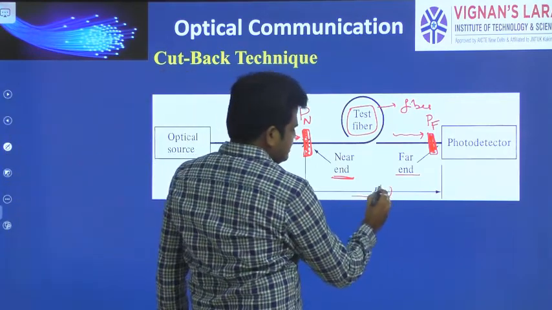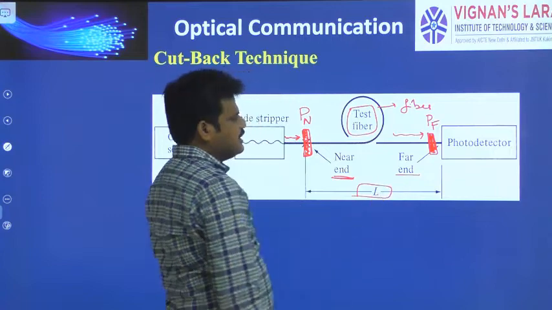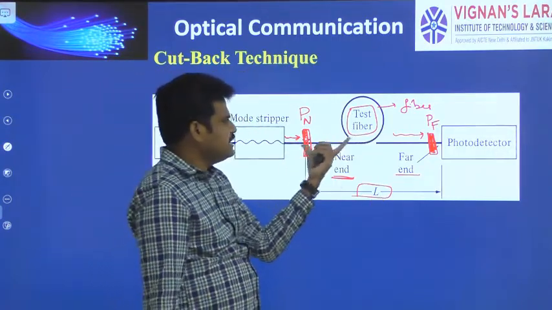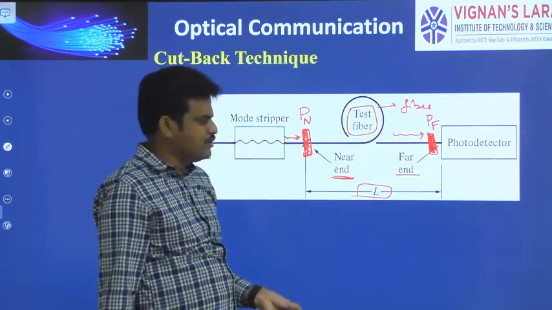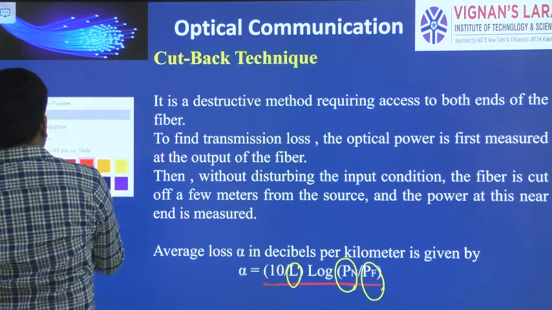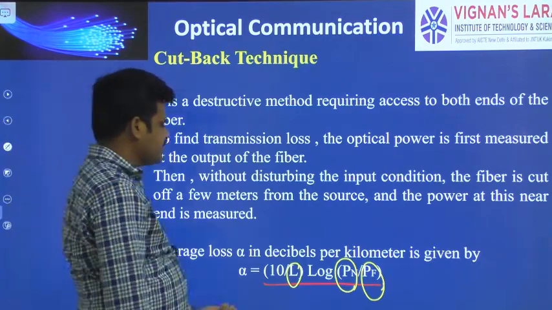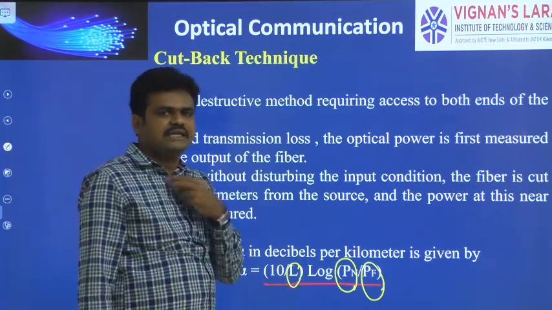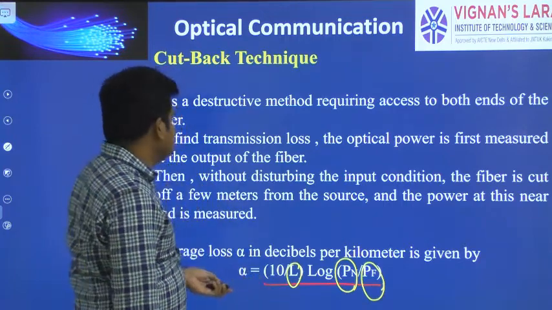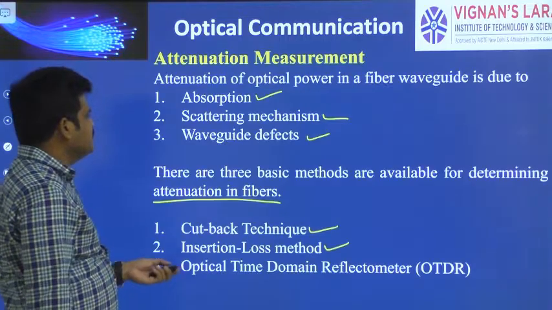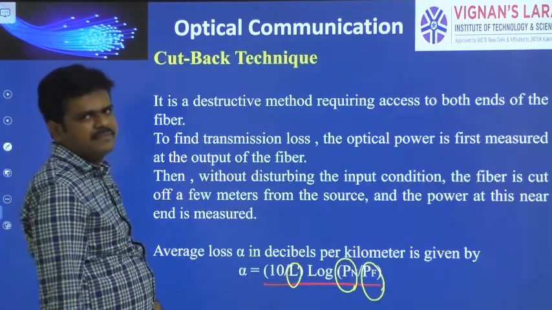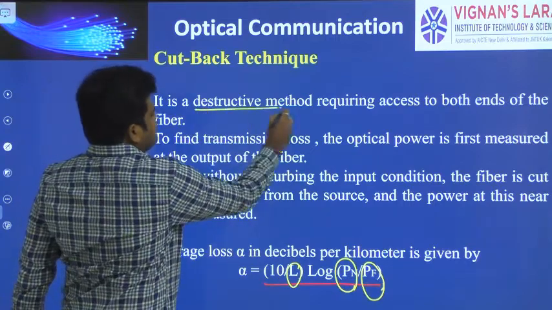See here, L is the distance between the near end and far end, or the length of the fiber between the near end and far end points. Like this, you can calculate the attenuation using a technique called the cutback technique. But this cutback technique is a destructive method.